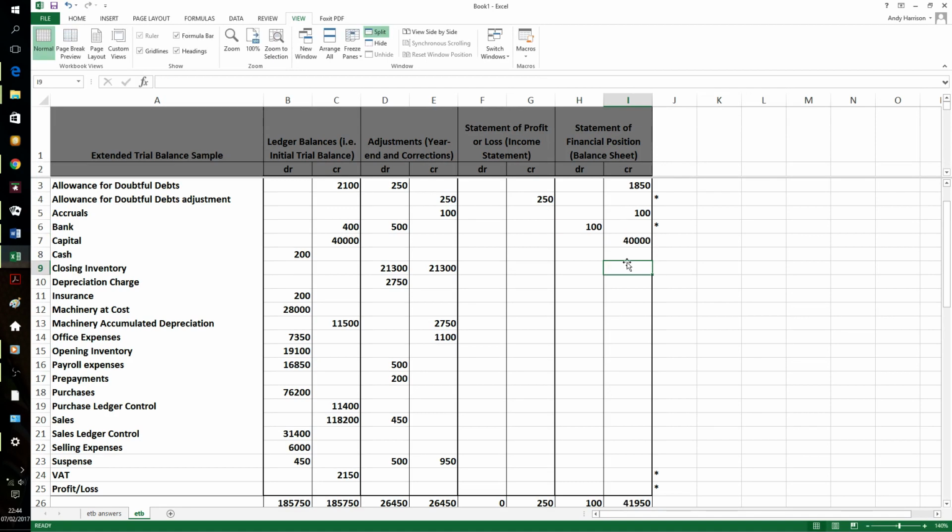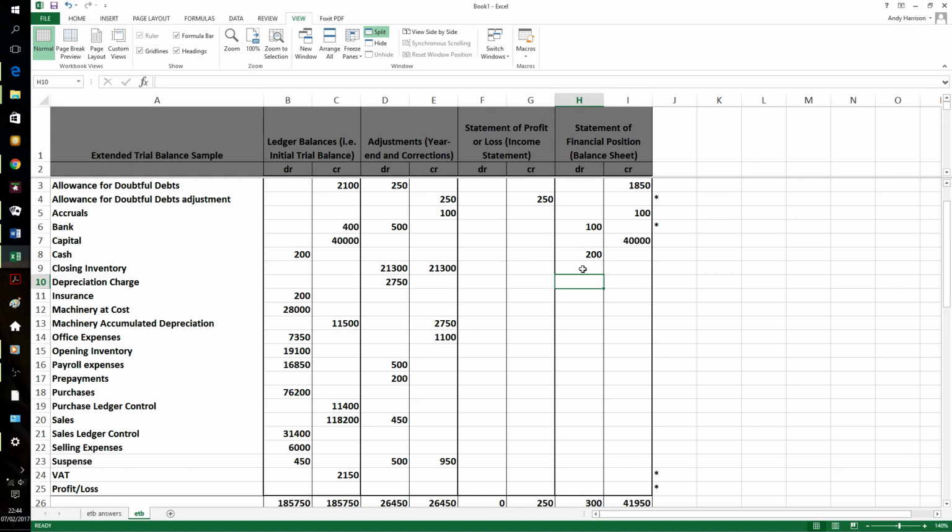And then capital always goes there. Notice no drawings. There shouldn't really be drawings in an ETB because drawings are taken off the profits to work out how much gets added to our capital in our financial statement. Cash is an asset. We have it, we own it, it's ours, we control it, we're going to use it to generate economic revenue or economic value.